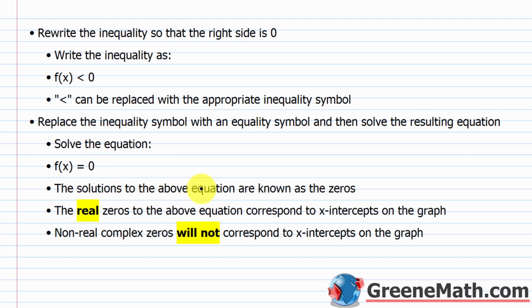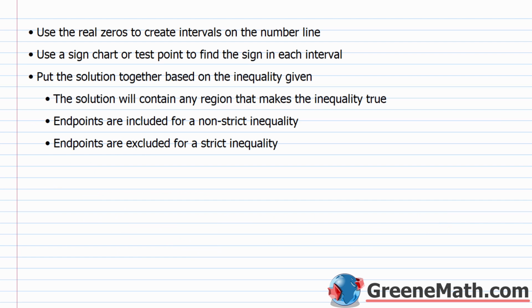So the solutions to the above equation are known as the zeros. We've talked a lot about that in this section. We know that the real zeros to the above equation correspond to x-intercepts on the graph. This right here is extremely important to understand for this section. Then we have here that the non-real complex zeros, because you can get those as well, will not correspond to x-intercepts on the graph.